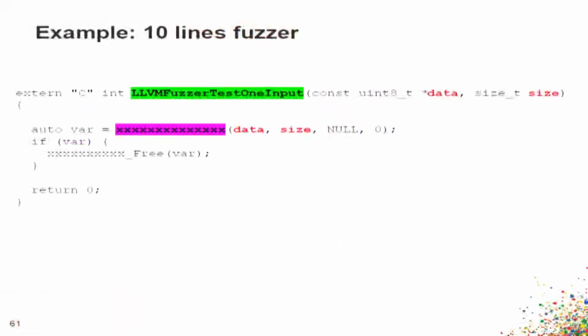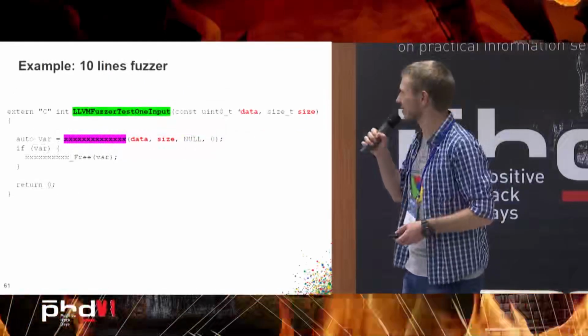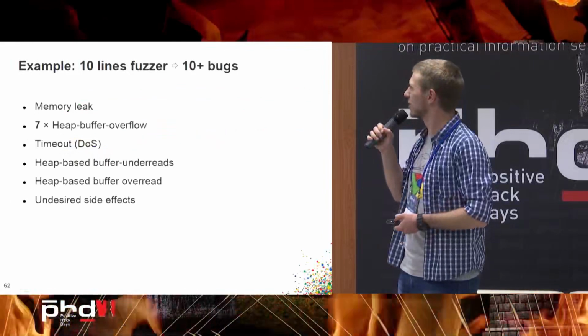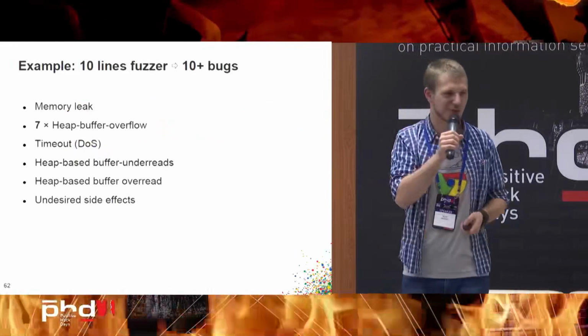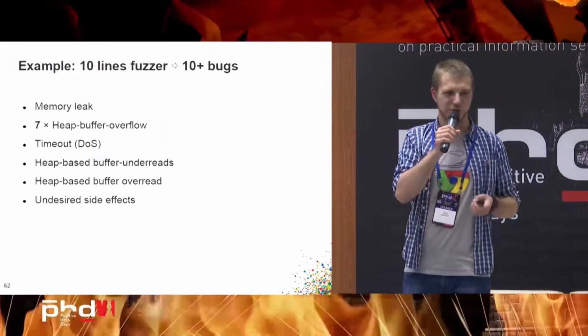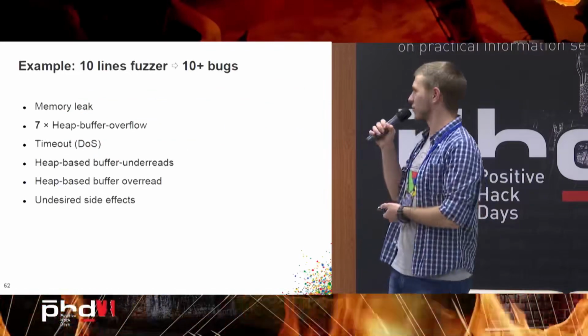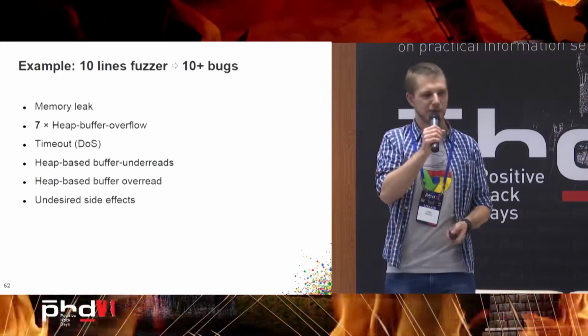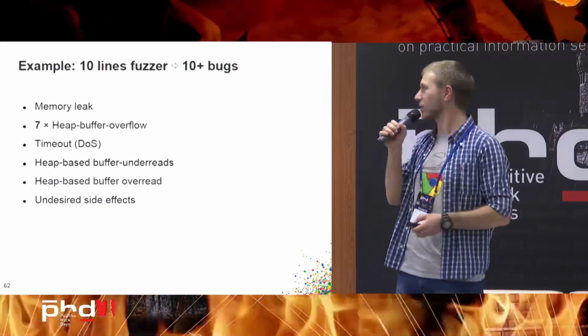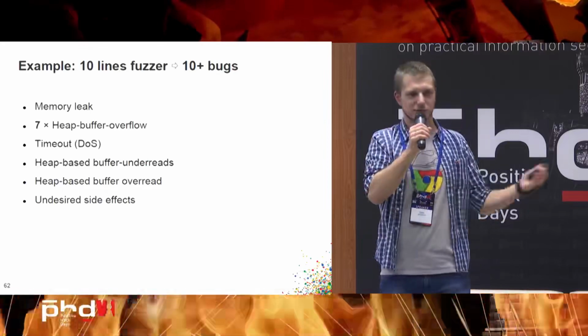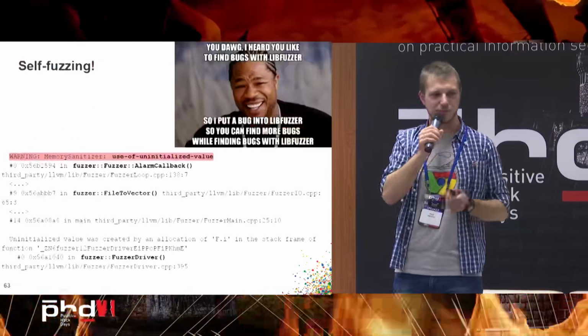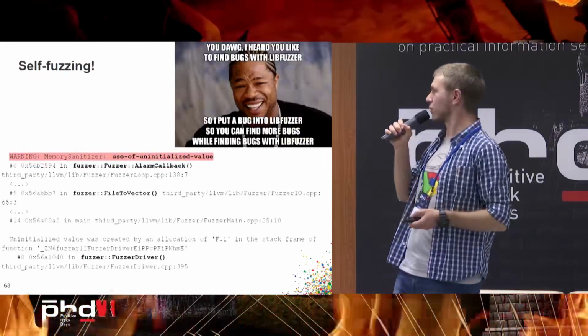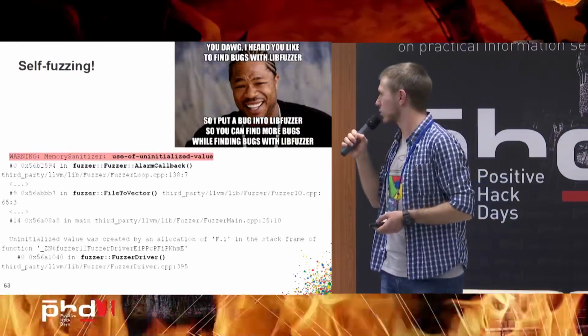Another real-life example. Since some of the bugs have not been fixed, I'm not showing the name of the library here, and it's a very popular library, so nobody has disclosed it yet. So it's a 10-line fuzzer that was able to find over 10 bugs, including buffer overflow, memory leaks, timeouts, what have you. So you get a target function from LibFuzzer, you add a dictionary, and off you go. You can actually self-fuzz.